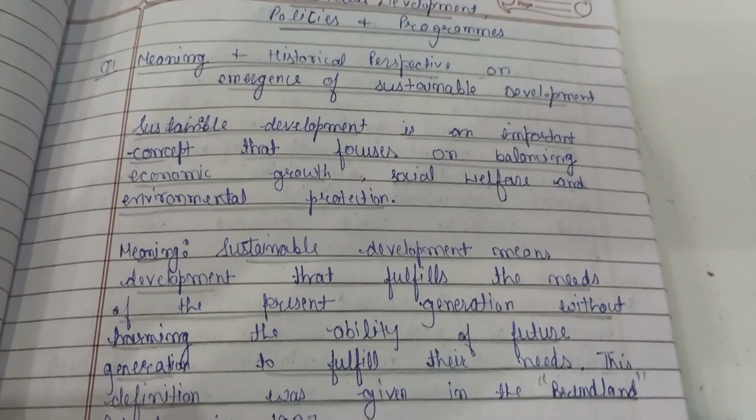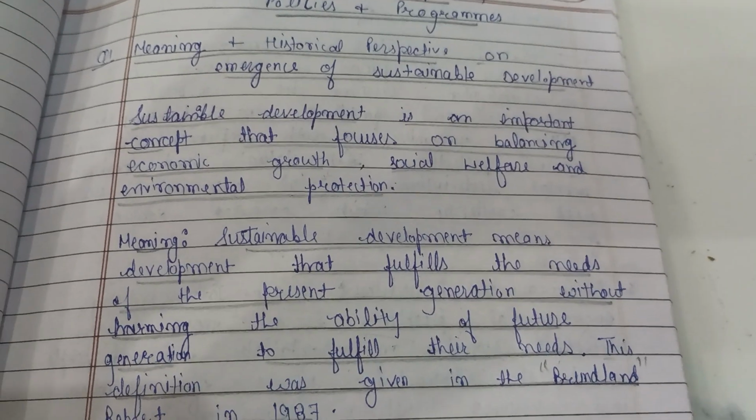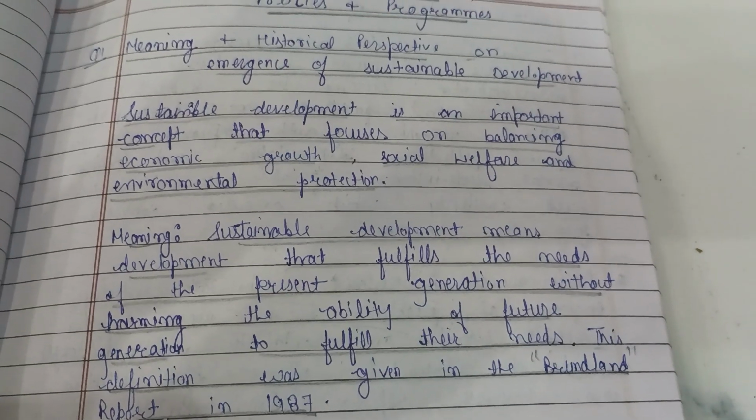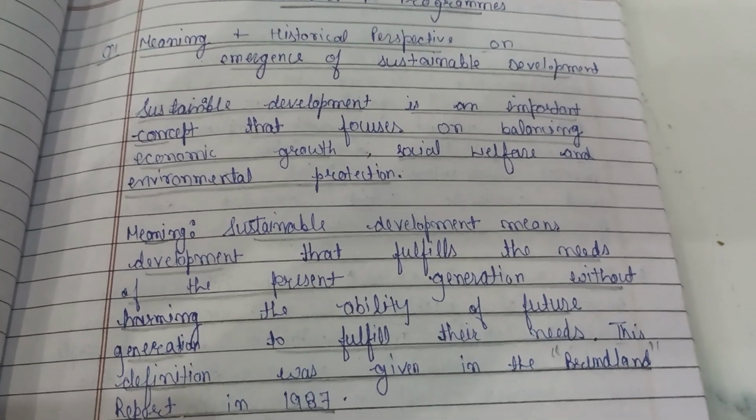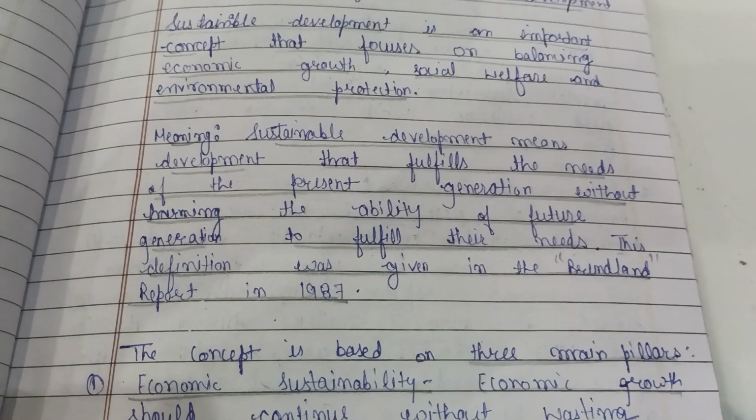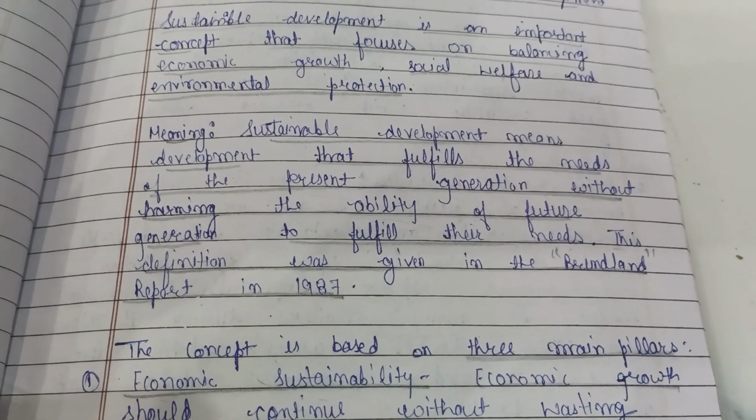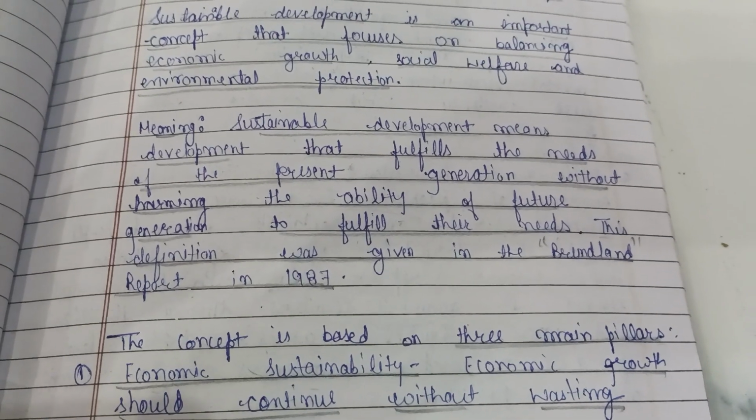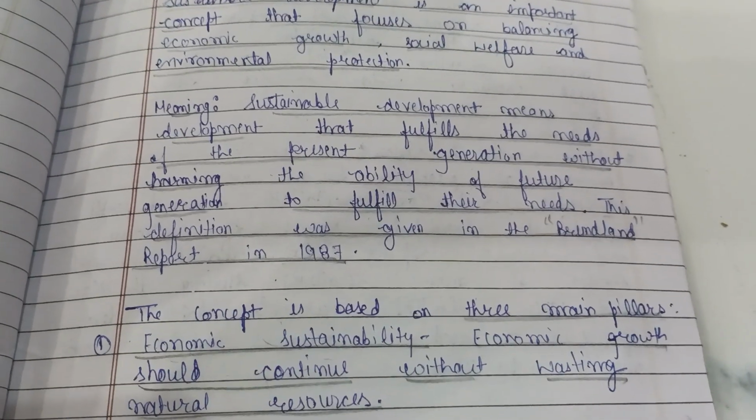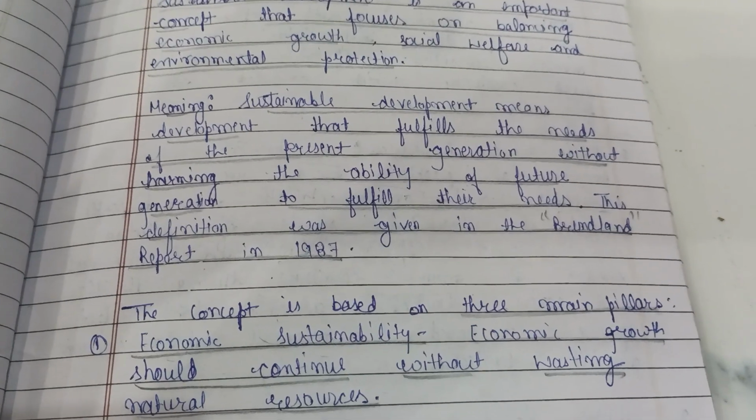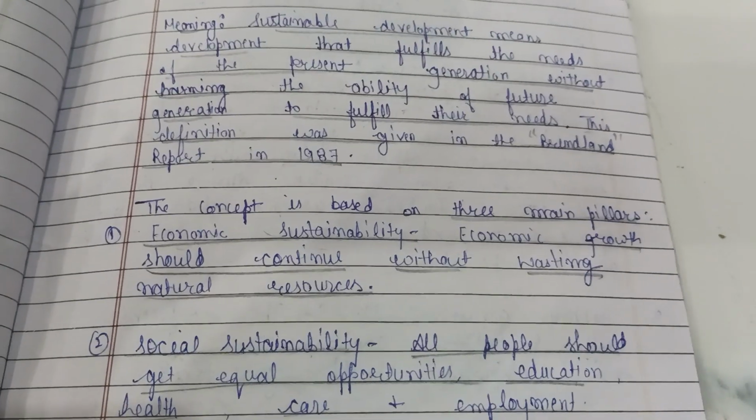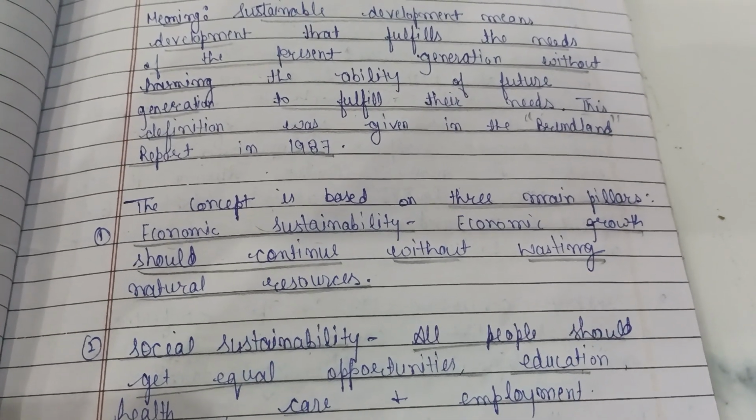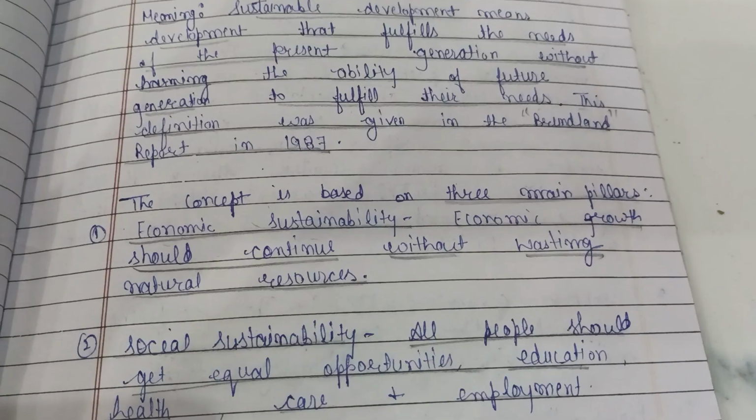Sustainable development is an important concept that focuses on balancing economic growth, social welfare and environmental protection. Meaning, sustainable development means development that fulfills the needs of the present generation without harming the ability of future generations to fulfill their needs. This definition was given in the Brundtland Report in 1987.